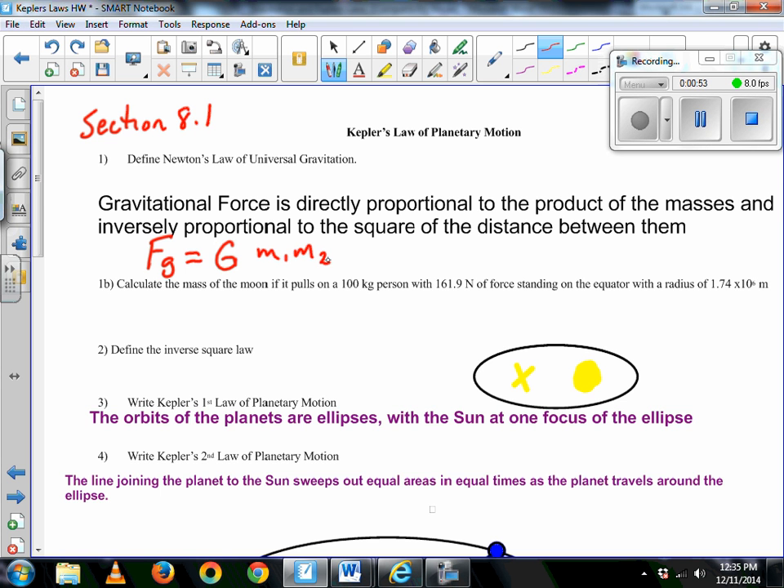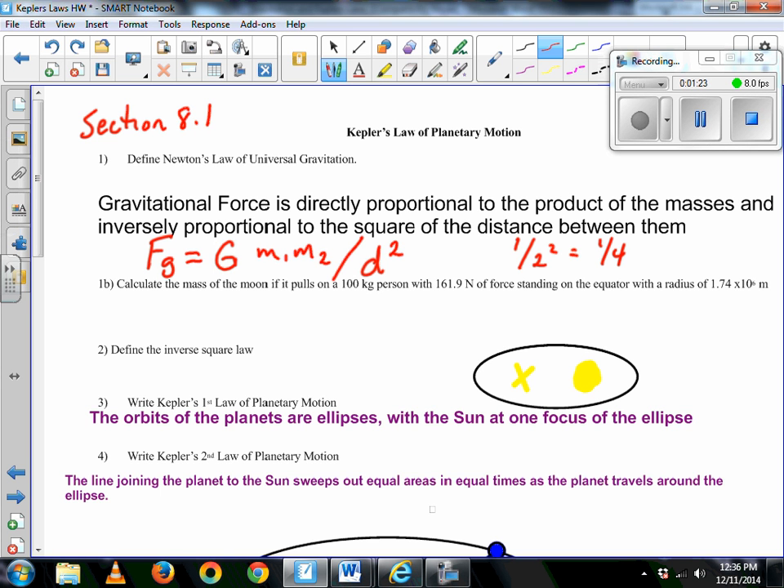So once again, if you double your mass, you're going to double your gravitational force. If you triple your mass, you're going to triple your gravitational force. But it's inversely proportional to the square of the distance between those masses. So if you double your distance, that distance gets squared, so your force of gravity would be 1/4 the amount that you would have if you doubled your distance. So that's what Newton's Law of Universal Gravitation explains.